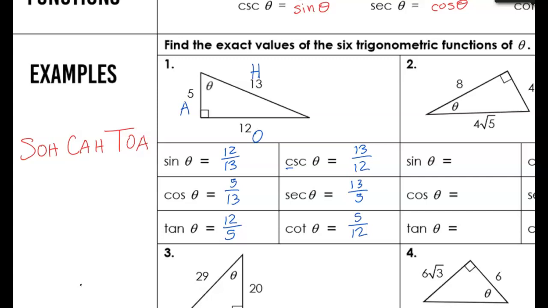The reason why this one is so easy is because you didn't have to simplify any of the fractions, right? You didn't have to simplify any of the fractions, and you didn't have a square root in the denominator, which is what we're about to do.